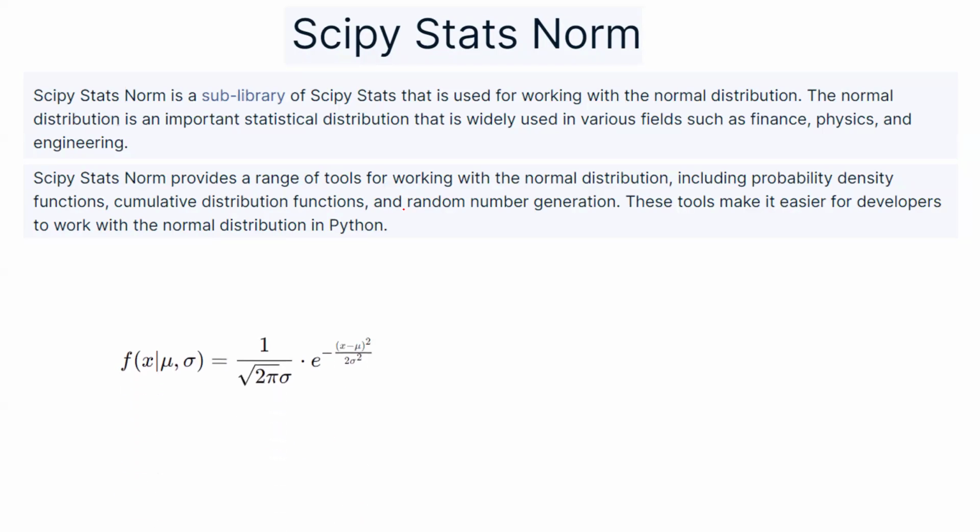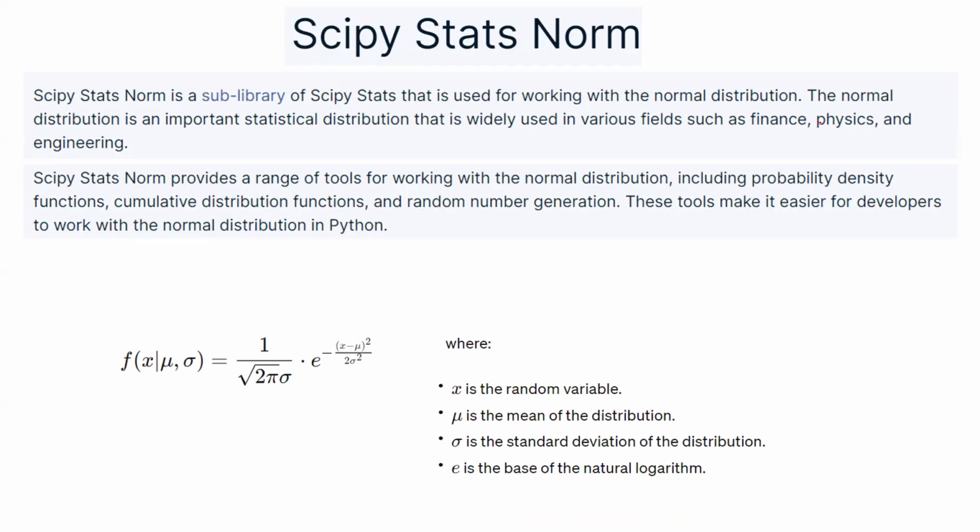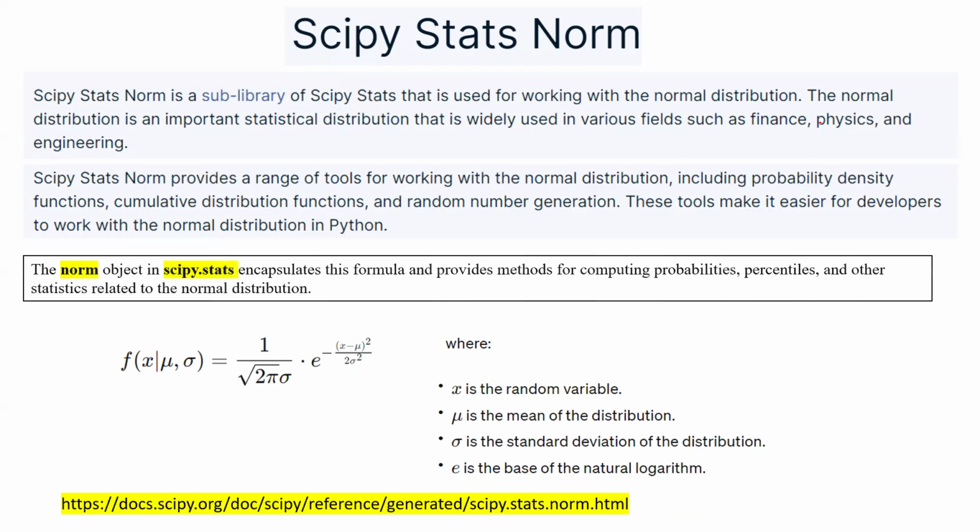It represents the following function: f of x equals 1 over square root of 2 pi sigma, e to the power negative x minus mu to the second power divided by 2 sigma squared. X is a random variable, mu is the mean of the distribution, and sigma is the standard deviation. The norm object in scipy.stats basically represents this function.